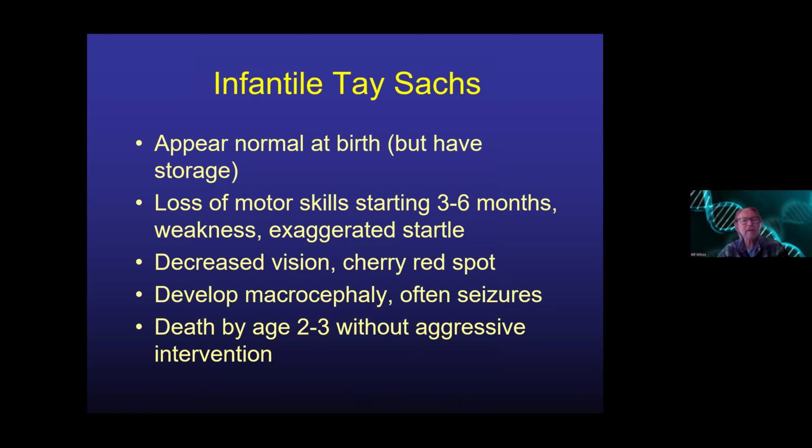Infantile Tay-Sachs appears normal at birth, but they do have storage. If you did an autopsy on babies or even terminated babies, they have storage already. Loss of motor skills starts at 3 to 6 months with weakness and an exaggerated startle. They develop decreased vision over time and a cherry red spot. I'll show you a picture of that. And they develop macrocephaly over time and often seizures. And without aggressive intervention, they typically die by age 2 to 3.